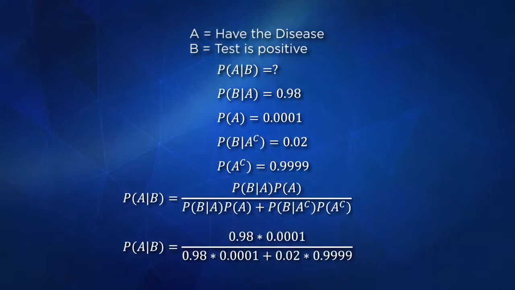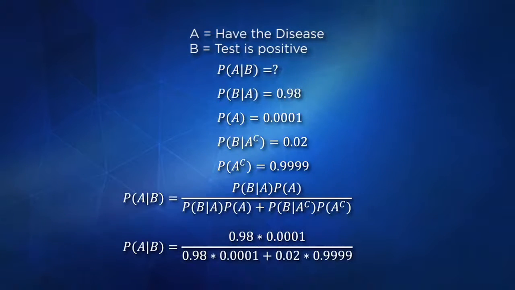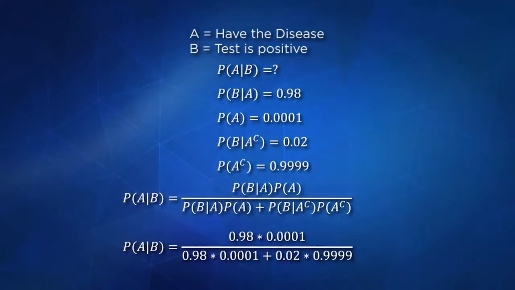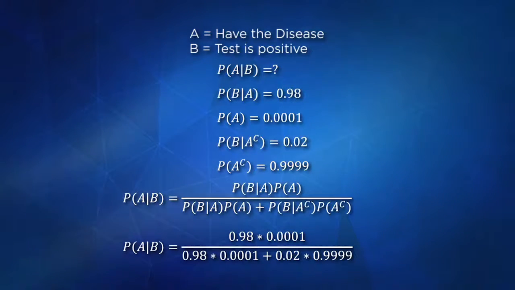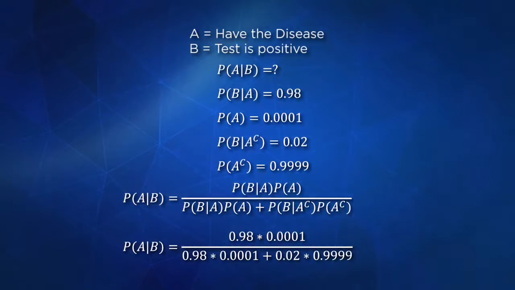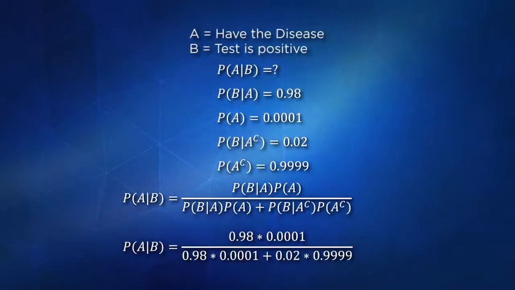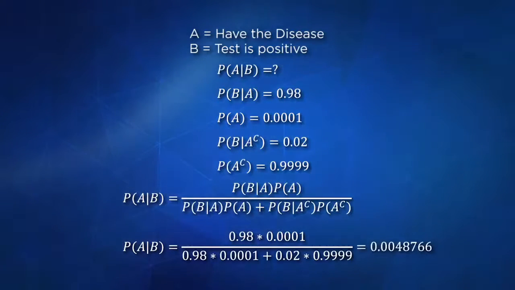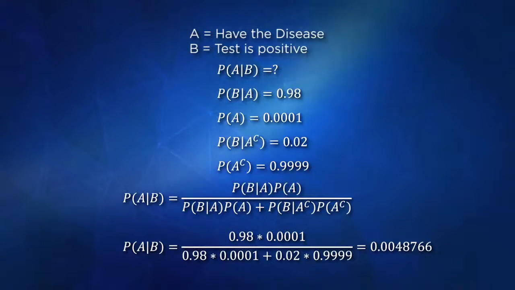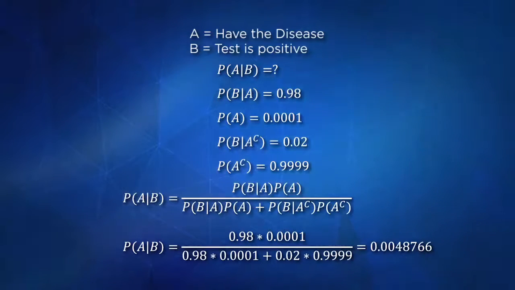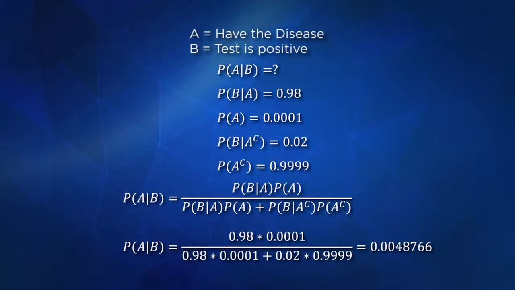Notice in the numerator, we've substituted in the conditional probability of B given A, which is 0.98, times the probability of A, 0.0001. And in the denominator, we've used the law of total probability to write out the probability of B given A times P of A plus probability of B given A complement times the probability of A complement. When you plug all this in, do the math, notice that you get 0.0048766. So your test is positive and the test is accurate 98% of the time, but the chance that you have the disease is actually less than 1%.